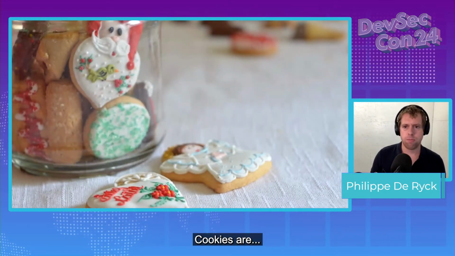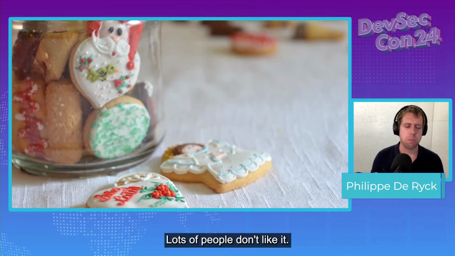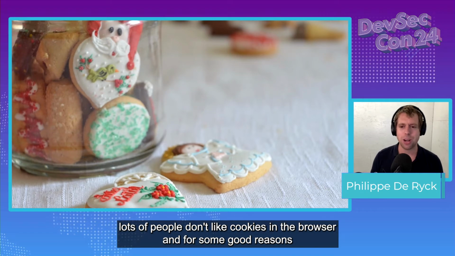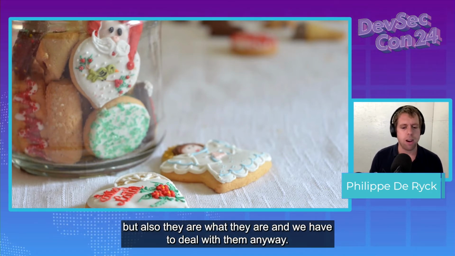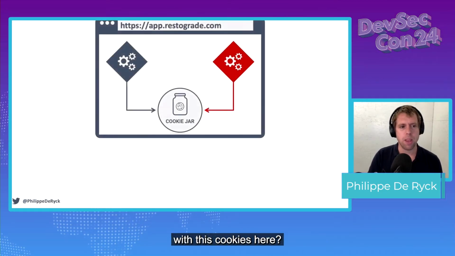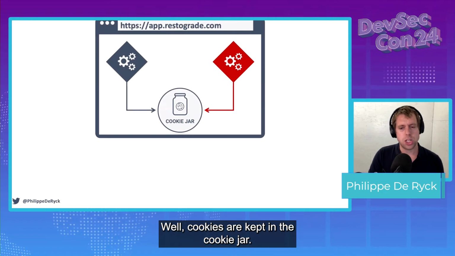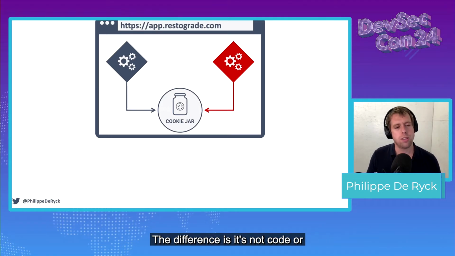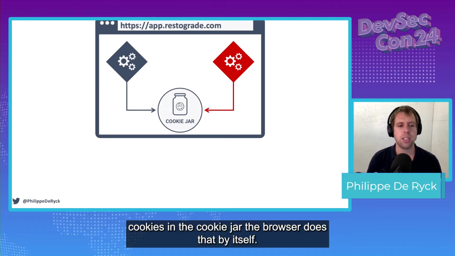Cookies are very old. Lots of people don't like, well, people like Christmas cookies, but lots of people don't like cookies in the browser. And for some good reasons, but also, they are what they are, and we have to deal with them anyway. So what's the deal with cookies here? Well, cookies are kept in a cookie jar. So conceptually, this looks very similar because it's a storage area in the browser. The difference is your application code doesn't have to put cookies in the cookie jar. The browser does that by itself.